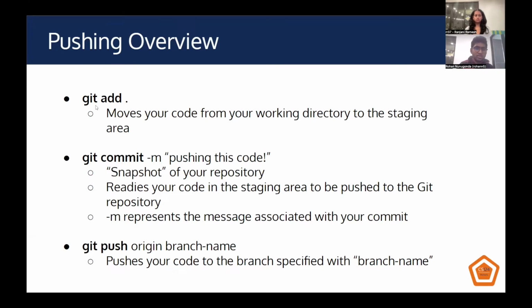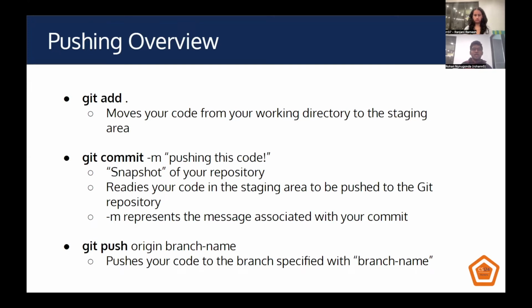So the first one is git add dot. Like we said, this moves your code from your working directory to the staging area. Then git commit, and then the message, which is signified by -m on the terminal. And we will be demoing all of these commands later, so you will get to see how these work in action and what these commands are actually doing.